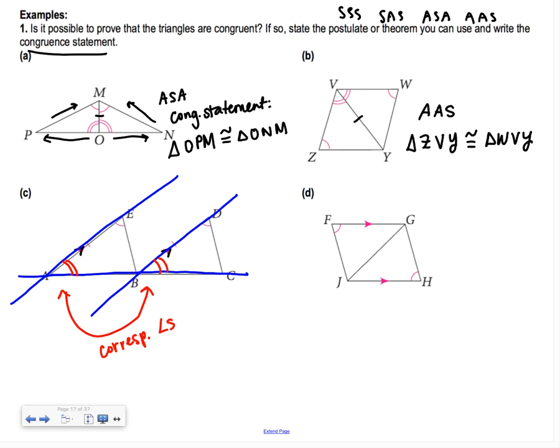With that, we have angle, side, angle. The angle, the side that's marked congruent, and then the angle. And that's for both those triangles. So these are congruent by angle, side, angle, and we're going to say triangle AEB is congruent to triangle BDC.